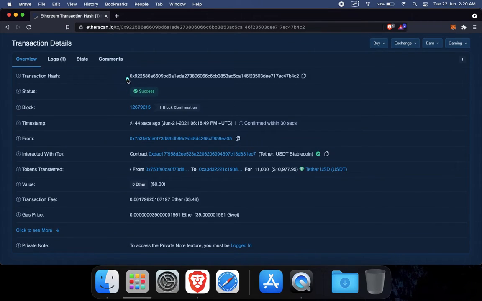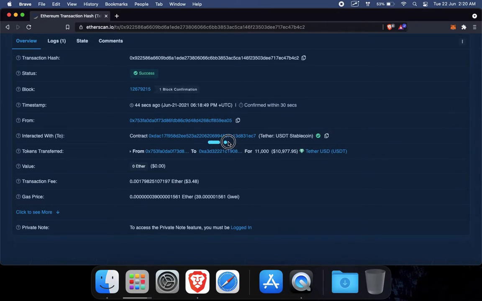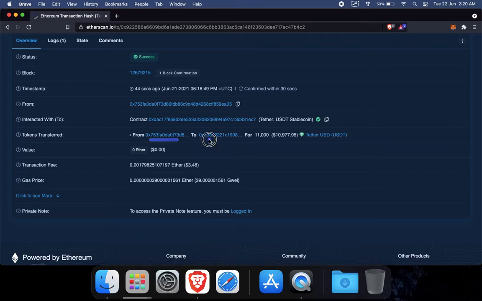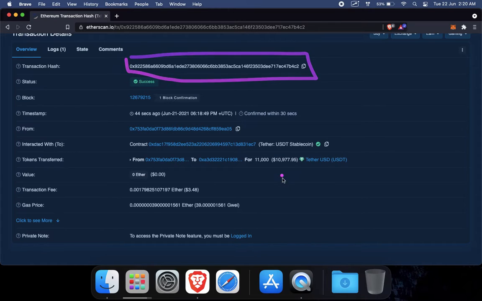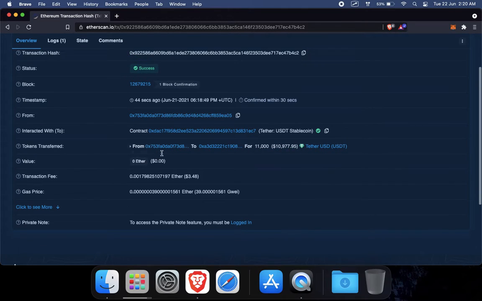So what block did this come from? This transaction happened in this block, 44 seconds ago, and came from this wallet. This wallet interacted with this contract, which is the USDT contract. USDT is a stablecoin, so maybe someone was buying or something. Tokens were transferred, accordingly, 11,000 Tether. So 11,000 of these USDT tokens were transferred in this transaction, from this wallet to this wallet, right?